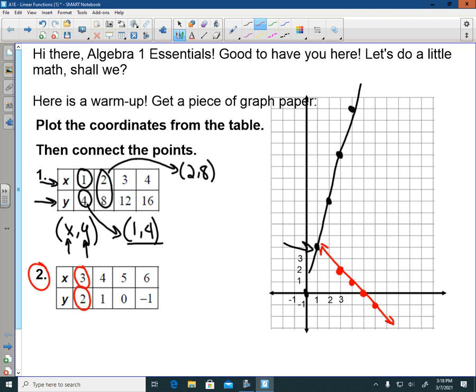All right, so when I took these points in both cases and put them on that graph, I was able to connect them in the form of a line. And for every input, I had exactly one output.